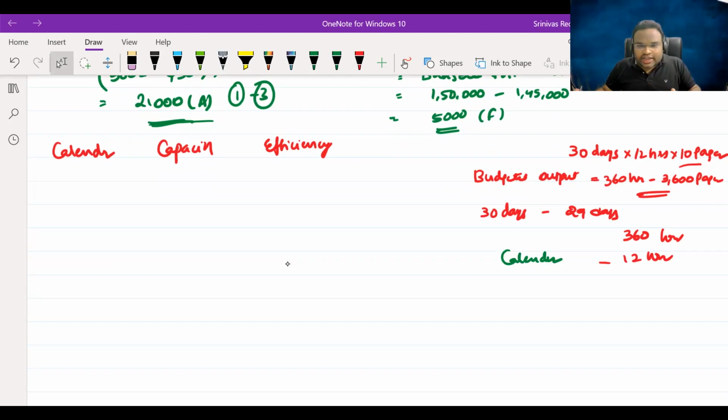So while calculating the calendar effect, please understand that. When I decided not to study for one day, it means I have not studied 12 hours. That's it. At other times I may read 15 hours or 20 hours, that is irrelevant. One day lost means 12 hours lost. So how many hours am I available now? 360 minus 12, 348 hours. That is 29 into 12 days, correct? 348 hours.